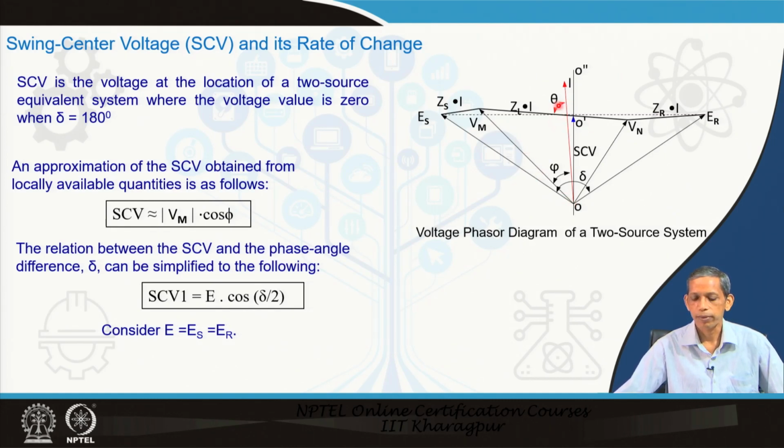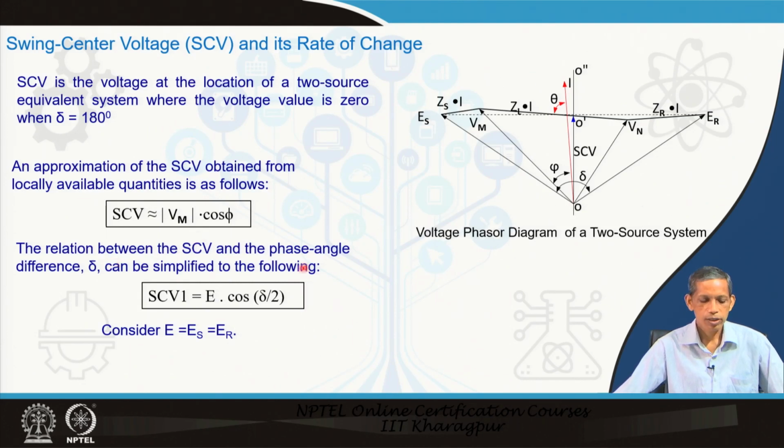Note that the theta, this Iz and theta, because the line impedance angle is more than 85 degrees or so, the theta will be close to 90 degrees. That leads to a situation where you can say that the Vm cos phi at this point will be considered very close to the swing center voltage. Any discrepancy also does not matter much because of the further discussions we like to have.